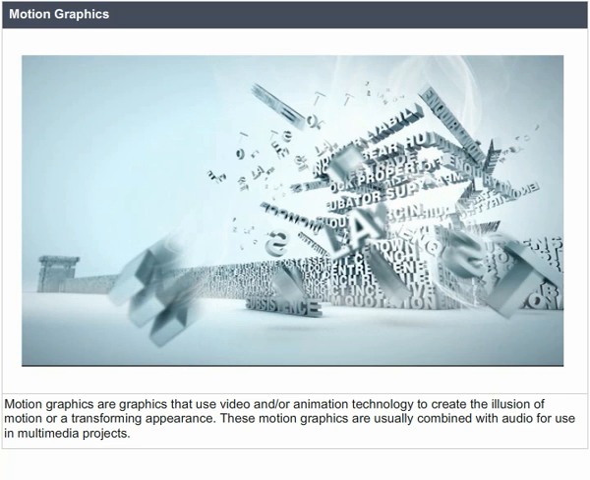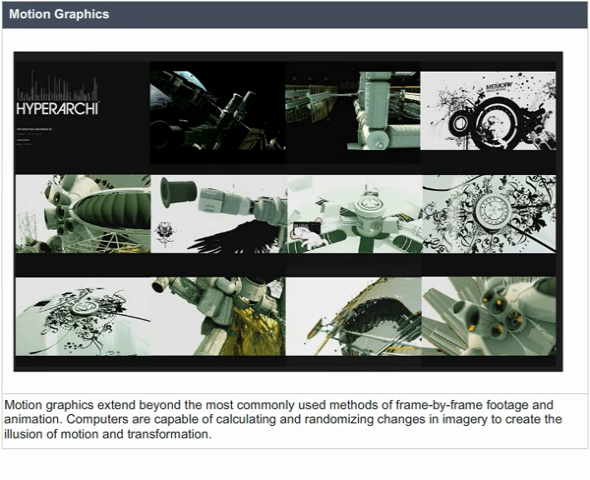Motion graphics. Motion graphics are graphics that use video and or animation technology to create the illusion of motion or transforming appearance. These motion graphics are usually combined with audio for use in multimedia projects. Motion graphics extend beyond the most commonly used methods of frame-by-frame footage and animation. Computers are capable of calculating and randomizing changes in imagery to create the illusion of motion and transformation.